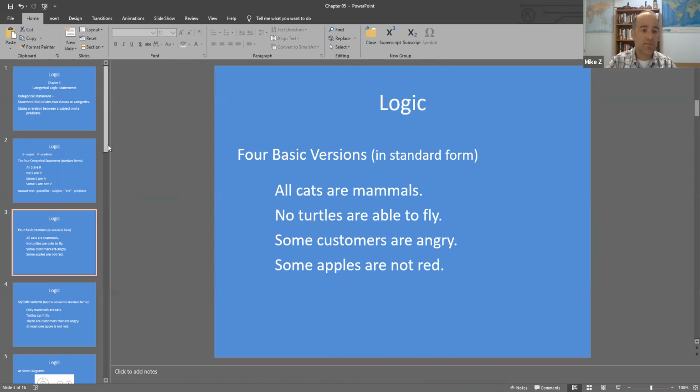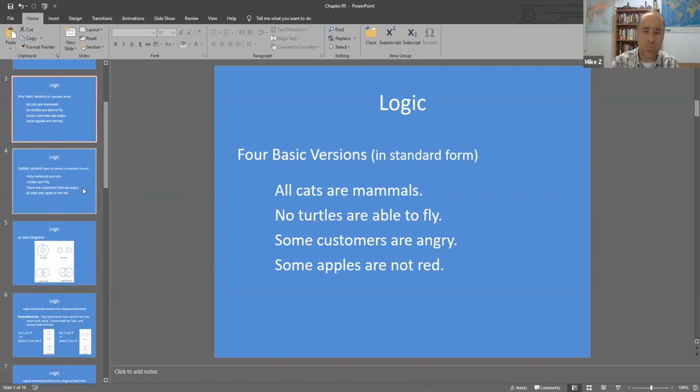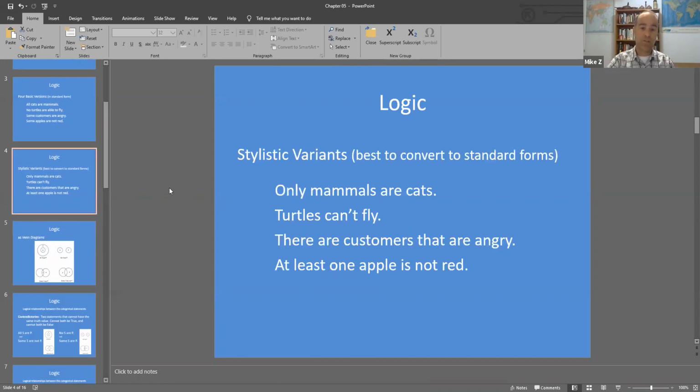I mentioned stylistic variants, so let's take a look at a couple of those. They have a whole bunch of them in the book, and it's worth checking those out. If somebody says only mammals are cats, that actually means all cats are mammals. It's a weird thing to come up to somebody and say, did you know that only mammals are cats? Well, imagine that somebody has a reptile and says, here's a cat, and you correct them by saying, no, sorry, only mammals are cats. If it's a cat, it's got to be a mammal. So all cats are mammals.